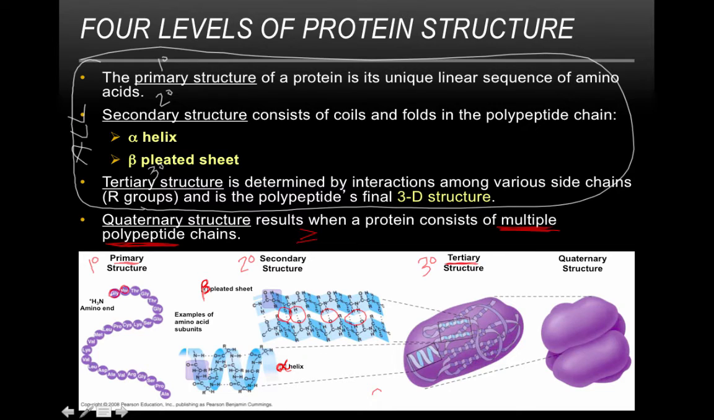So, two or more polypeptides. Shown on the far right is an example of a quaternary protein where 2, 3, or 4 polypeptides have come together to form the final functional protein. Not all proteins have a quaternary structure, but many do.